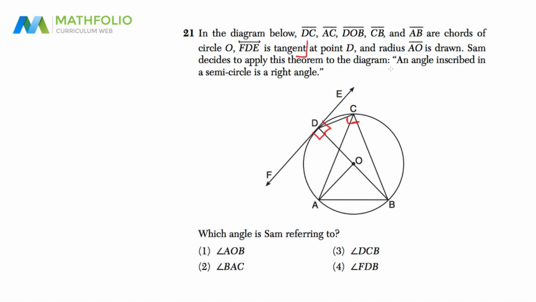Okay, and also we're told the radius AO is drawn. Sam decides to apply the theorem to the diagram. An angle inscribed in a semicircle is a right angle. An angle inscribed, so that's what we just talked about. It says, which angle is Sam referring to? So he's referring to this one right here. And that is either DCB, or you could say BCD. And DCB is right here, so 3 is our answer.